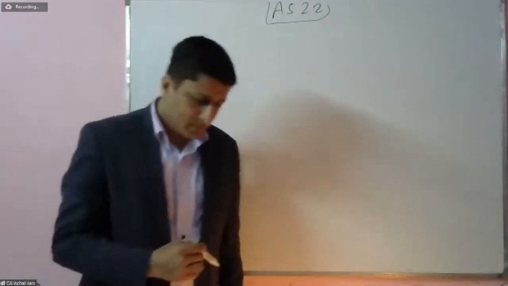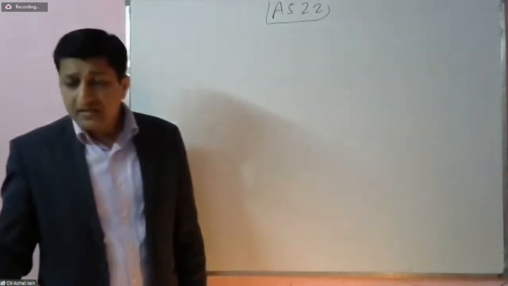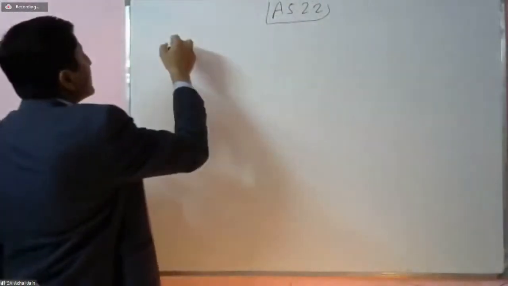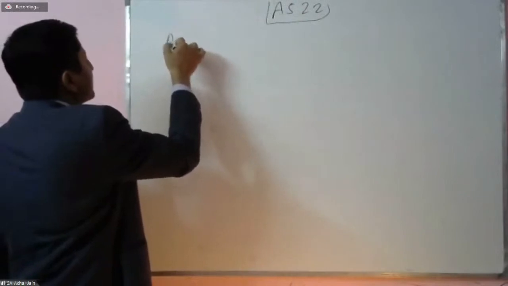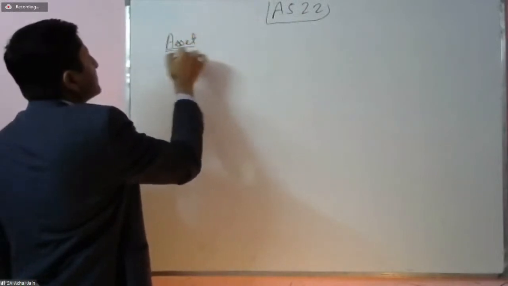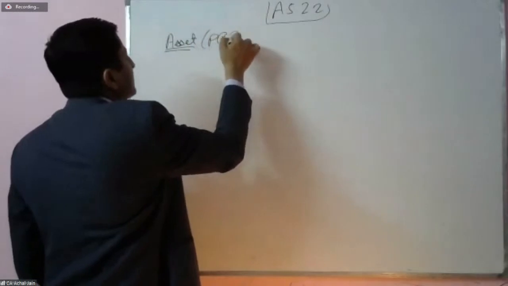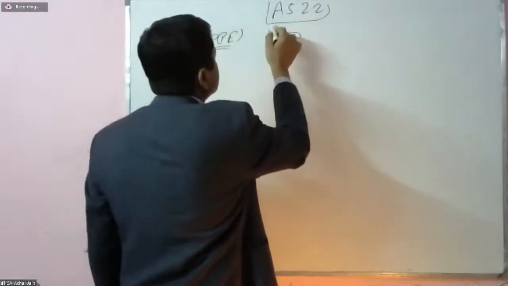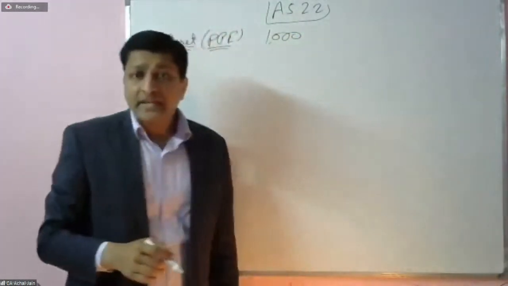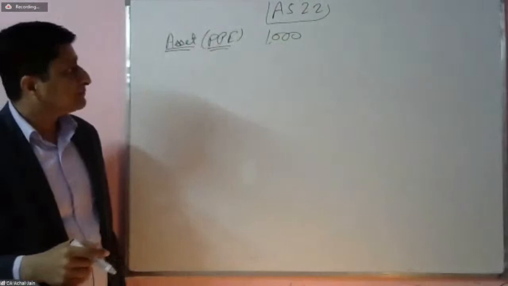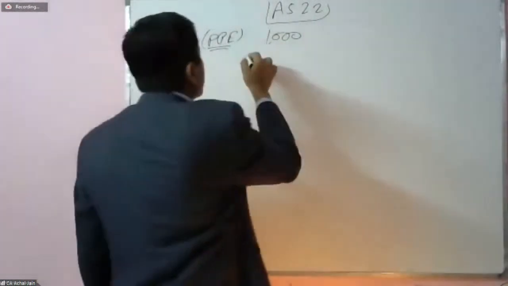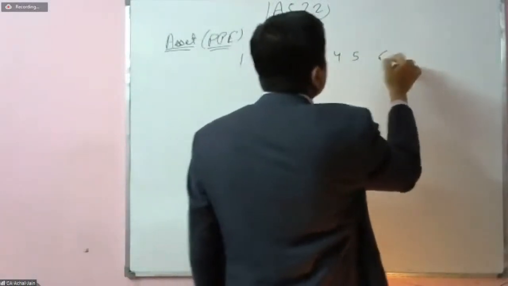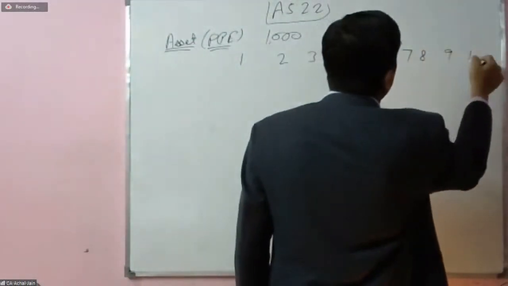Now, let us continue with this example. So we were discussing about an item of PPE, an asset, which was PPE. Let's suppose which has a value of 1,000. So there's an item of PPE which has a value of 1,000. And let me just take few years. 1, 2, 3, 4, 5, 6, 7, 8, 9, 10.